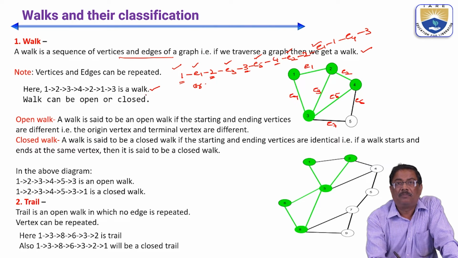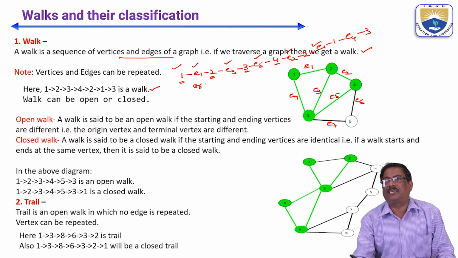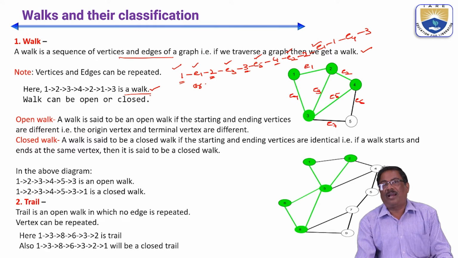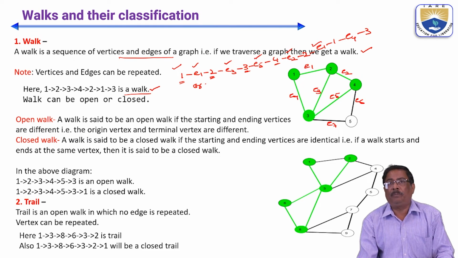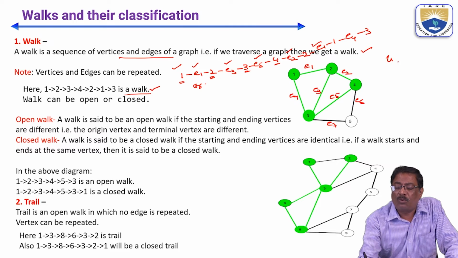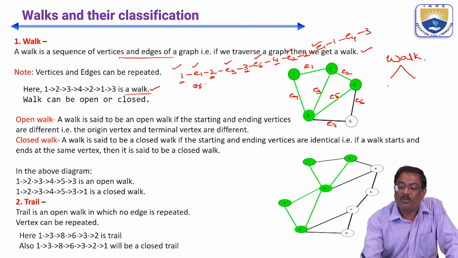Or briefly, because writing the vertex and edge every time is tedious, we represent a walk with just vertices, and we assume there is an edge between any two consecutive vertices. Now, we discussed that a walk is a sequence of vertices and edges, and a walk is of two types: one is open and the other is a closed walk.